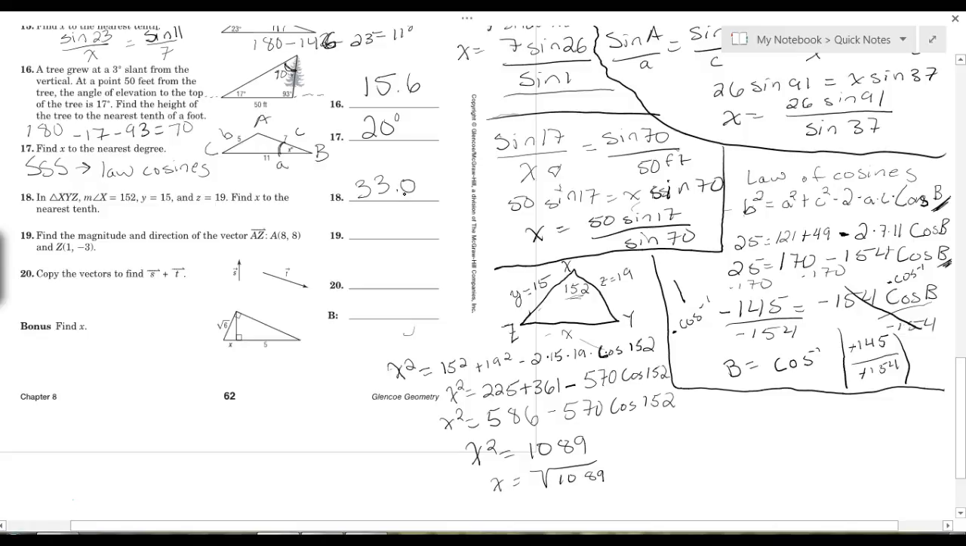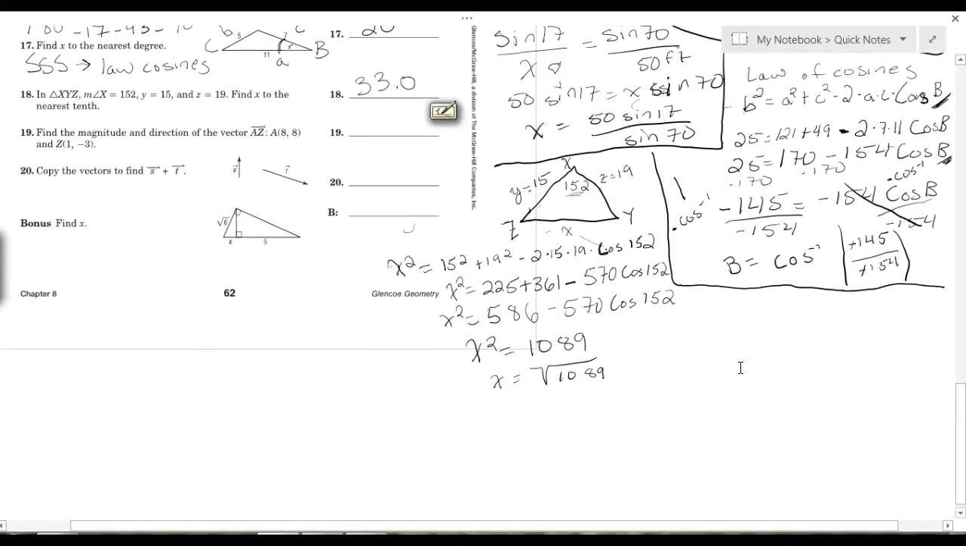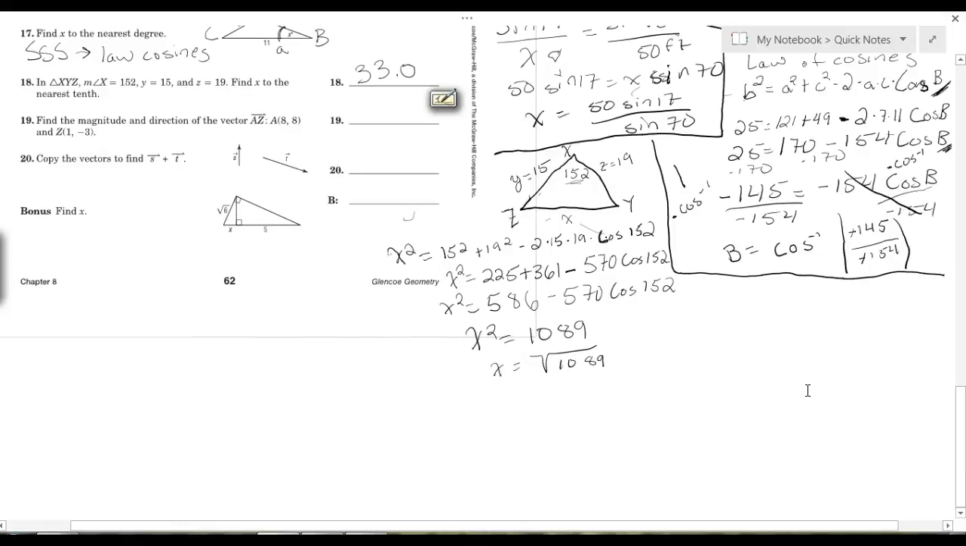Number 19 is one of our long vector problems. I'm going to scroll down, give us a little bit more space again. So number 19, I'm going to go ahead and do over here. So I have vector AZ. So it goes from point A to point Z. I'm going to draw my little reference of the diagram of the vector. It starts from 8, 8, which I'm going to say is right here. So this is A.